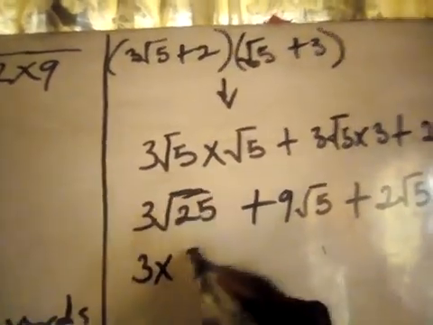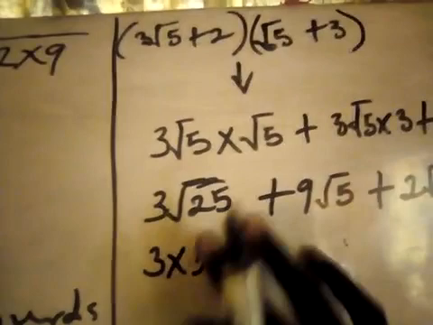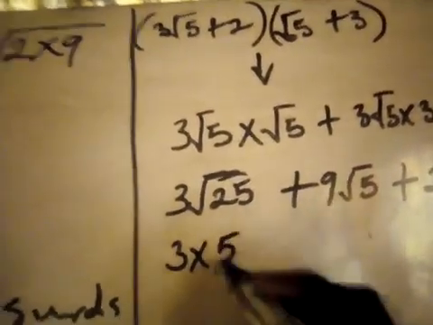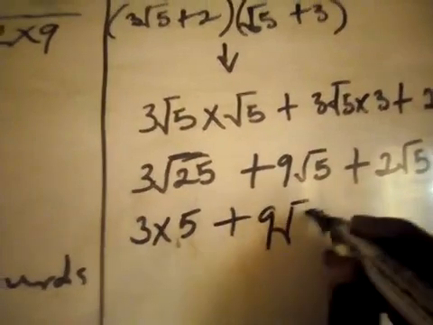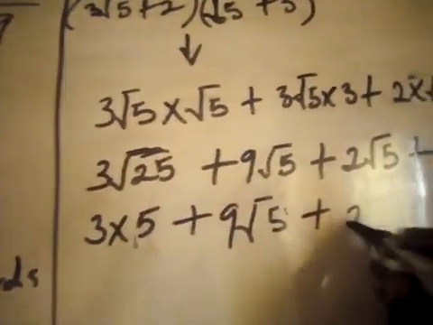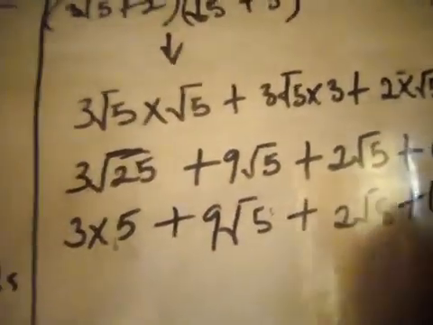Root 25 will give us what? 5, right? To give us 5 root 5 plus 9 root 5 plus 2 root 5 plus 6.